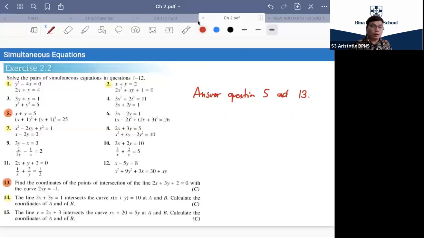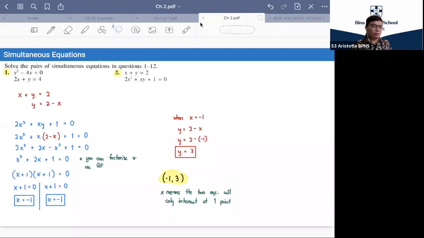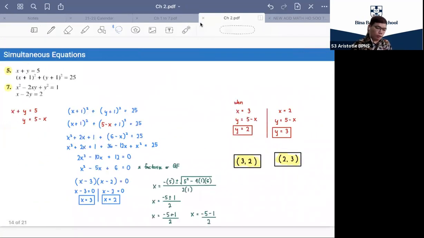Okay. Now let's go to number 5. Number 5. You're given two equations, of course. You have x plus y equals 5, and then the other one is (x plus 1) squared plus (y plus 1) squared equals 25. Okay. Again, choose first the linear equation.